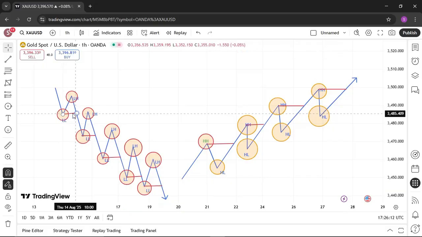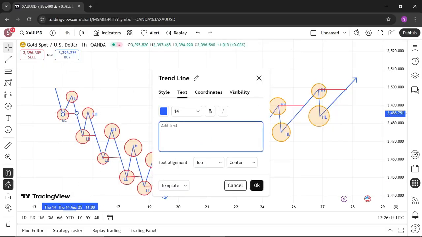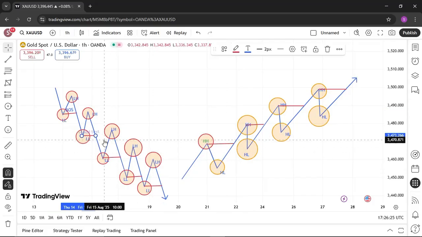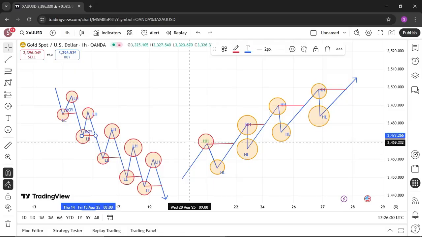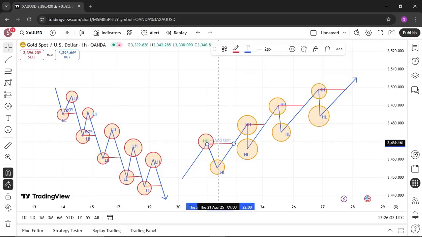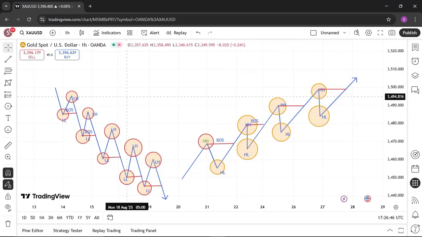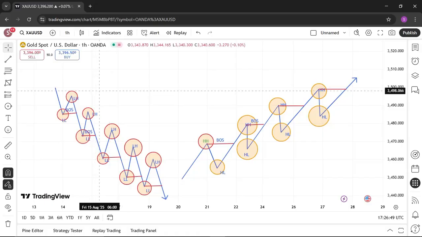Now, what do we mean by this break of structure? Let me just write BOS, break of structure. I don't need to write them all so that we can save time. BOS, break of structure. Now let me explain what these break of structures are, or what they mean.